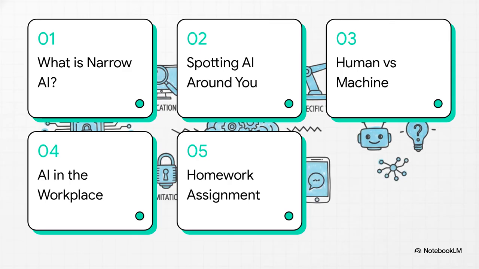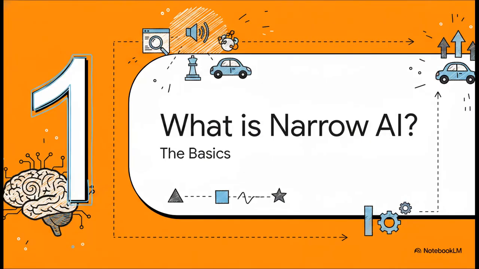All right, let's take a really quick look at today's syllabus. First, what is narrow AI? Second, spotting AI around you. Third, human versus machine intelligence. Fourth, AI in the modern workplace. And finally, your homework assignment. So, Section 1. What is narrow AI?